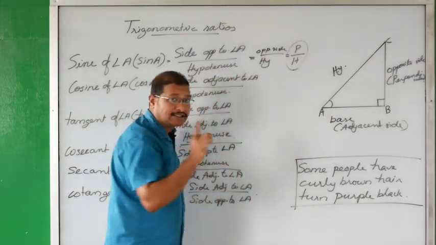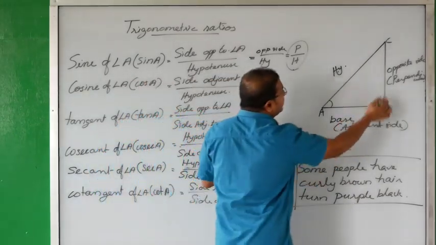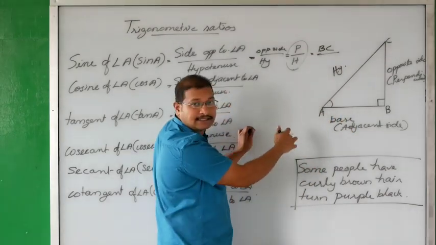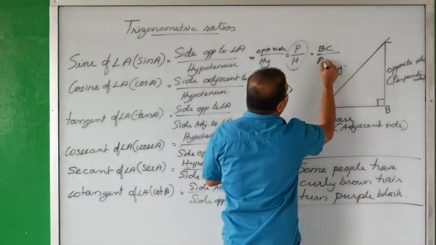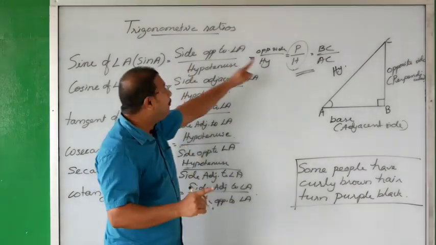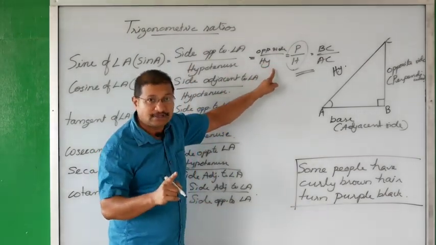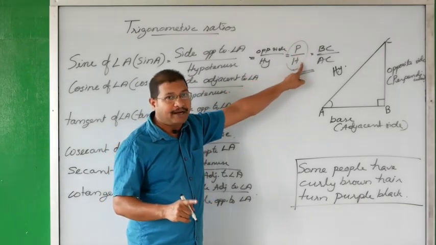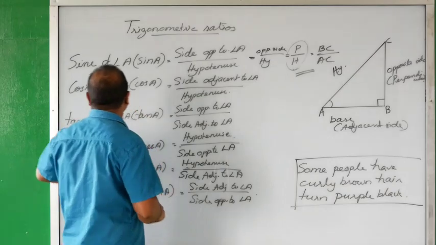According to this diagram, perpendicular is BC and the hypotenuse is AC. Is it okay? So we are getting sine A equals opposite side by hypotenuse, otherwise perpendicular by hypotenuse, P by H. Ready? Next one.